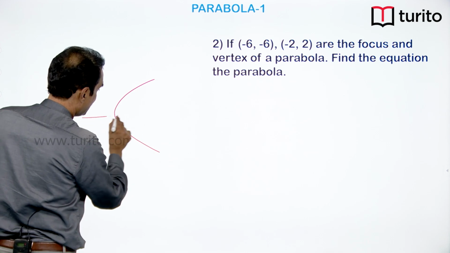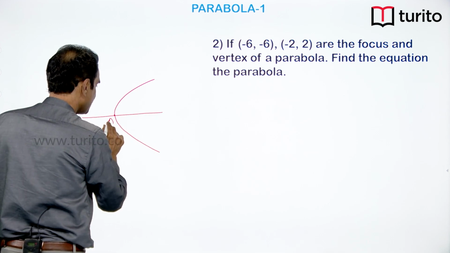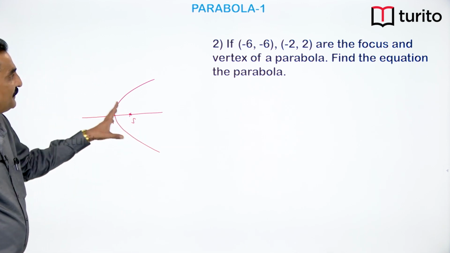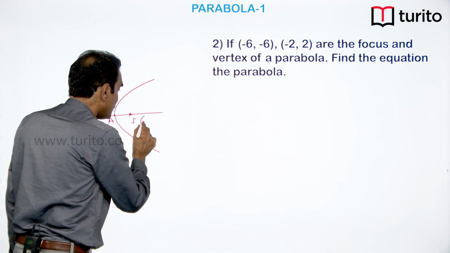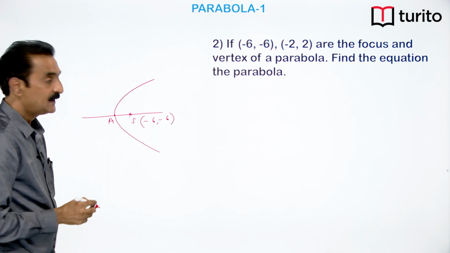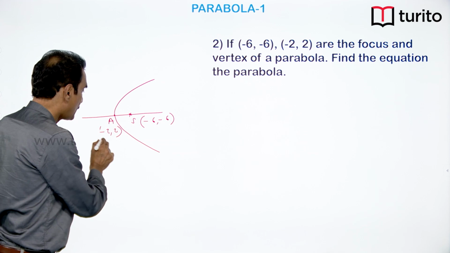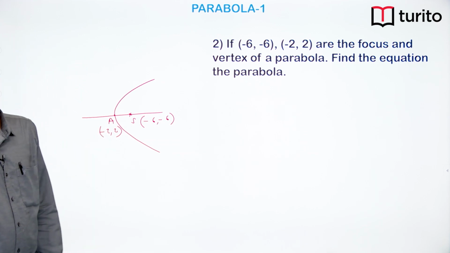Let us take a parabola like this. This is the vertex, this is the focus. Focus and vertex are given. Focus is (-6, -6), vertex is (-2, 2). How to find the equation of the parabola?